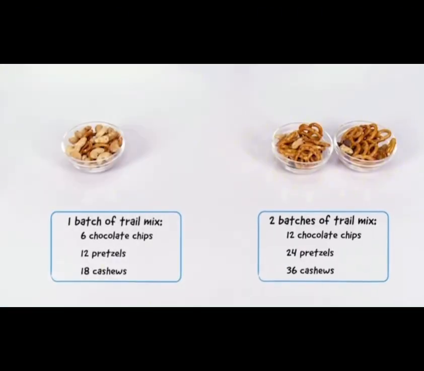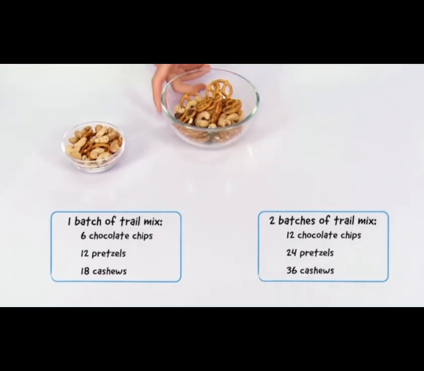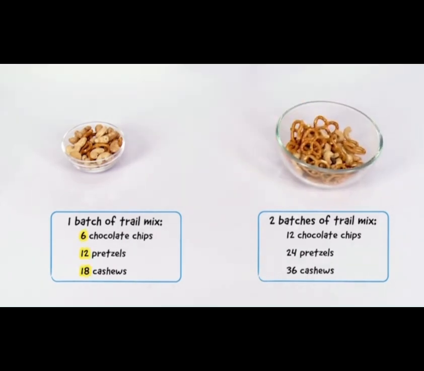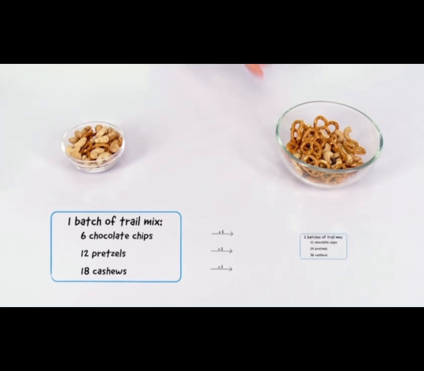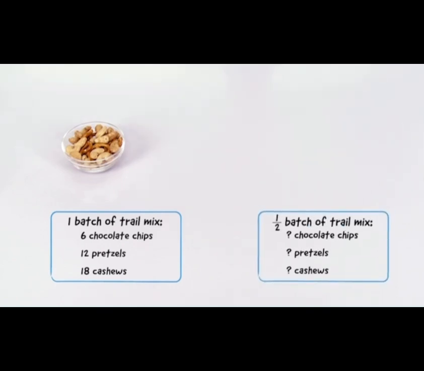2 batches of trail mix is twice as much of each ingredient. 12 chocolate chips, 24 pretzels, and 36 cashews. Let's go back to the original recipe. Let's say you wanted to make half of a batch of trail mix. How many of each ingredient would you need?